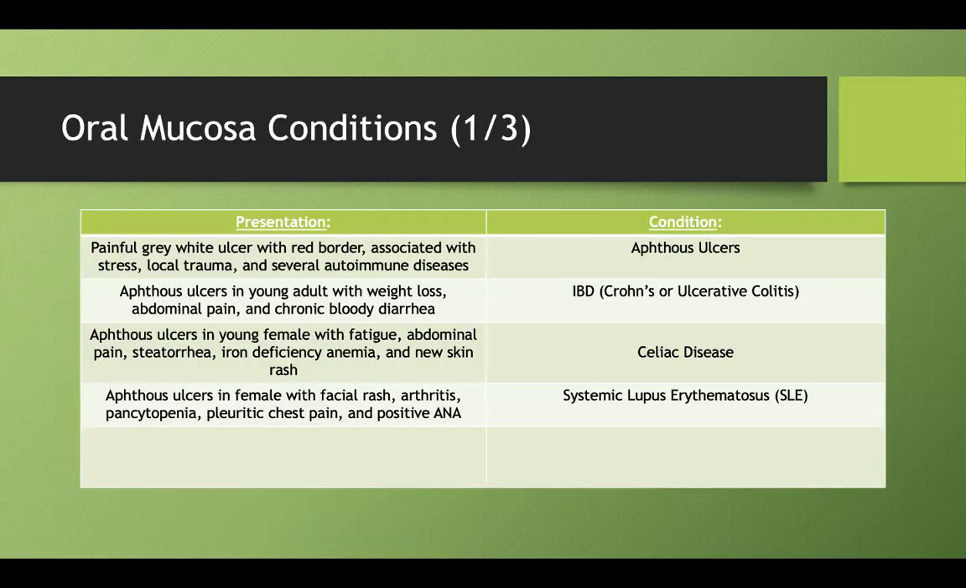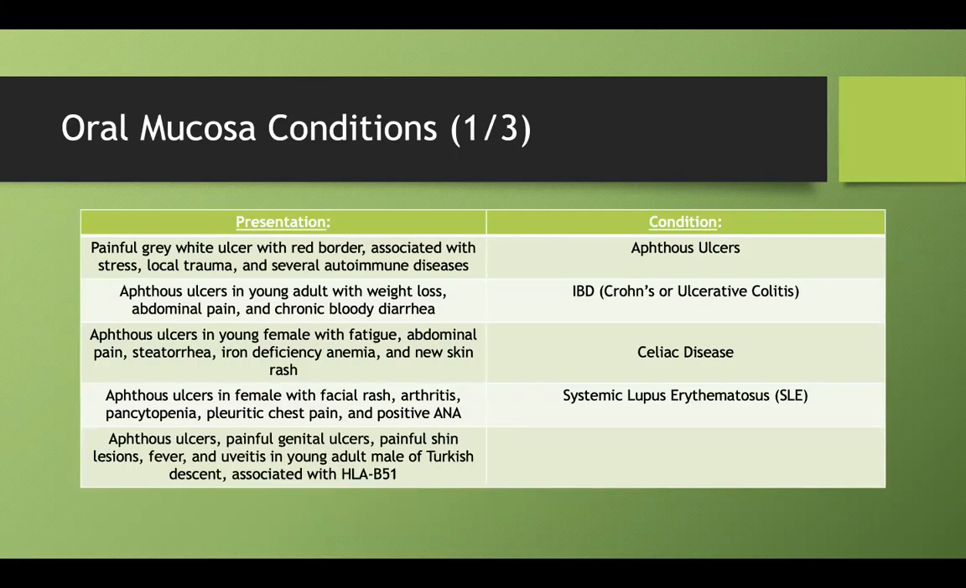And last one associated with aphthous ulcers that you need to know. If you have somebody who comes in with aphthous ulcers, painful genital ulcers, painful shin lesions, fevers, and uveitis, especially, they'll always give you this, a young male of Turkish or Mediterranean descent, and it has a strong association with HLA-B51, that we're looking at Behçet syndrome.